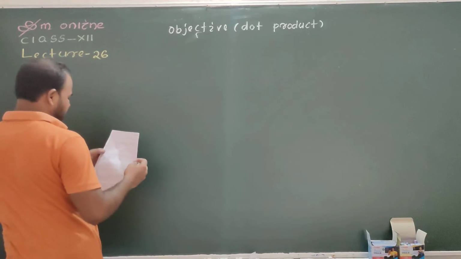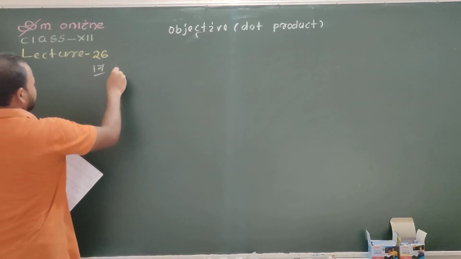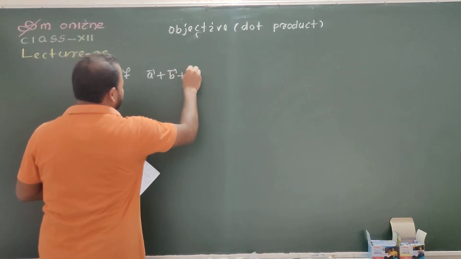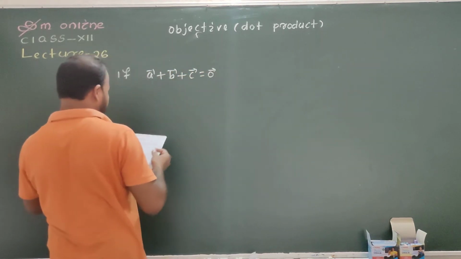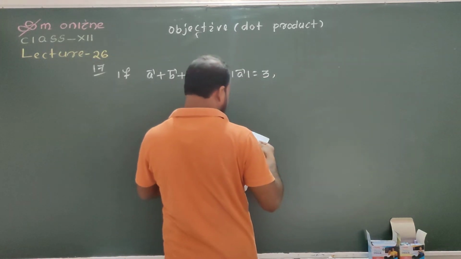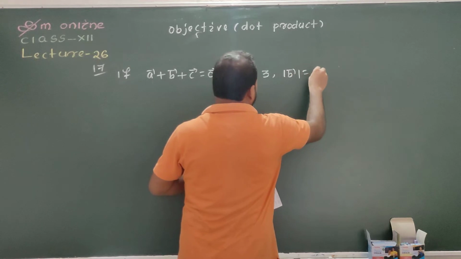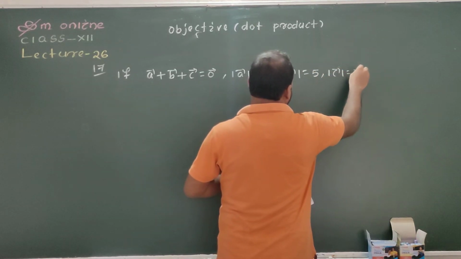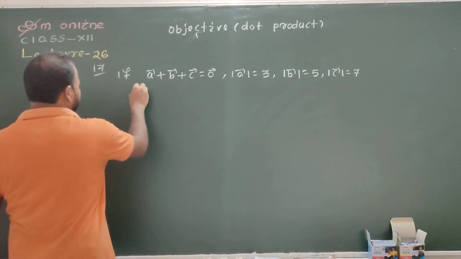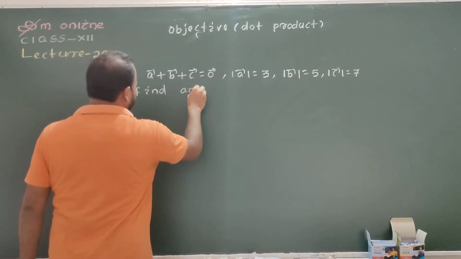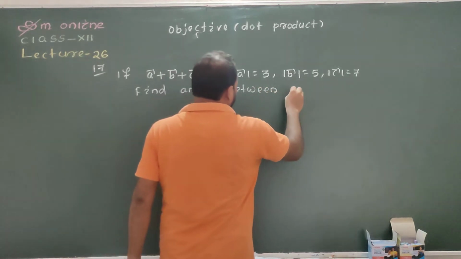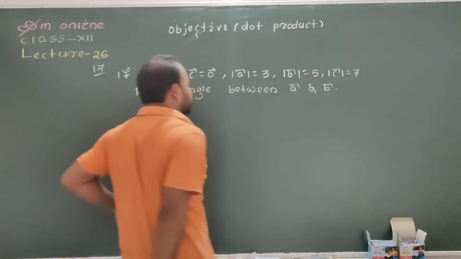Question number 17. If vector A plus vector B plus vector C equal to 0 vector, and magnitude of vector A equal to 3, magnitude of vector B equal to 5, and magnitude of vector C equal to 7, find the angle between vector A and vector B. It is the question.